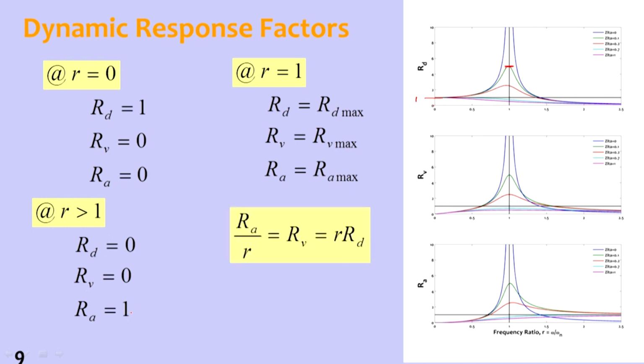So if we look at the relationship among these three things, Ra divided by frequency ratio is equal to Rv, that is again equal to R into Rd. Now let us look at some special cases in this. What are these special cases? If we discuss in detail, the first is when R is equal to 0, that is at rest condition.